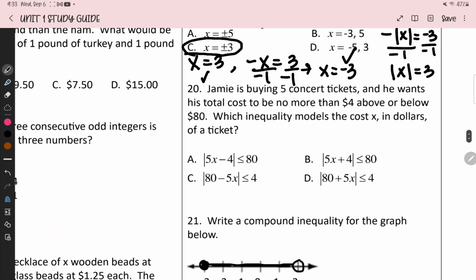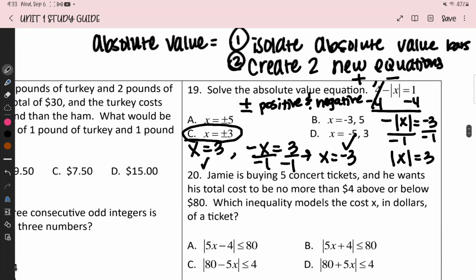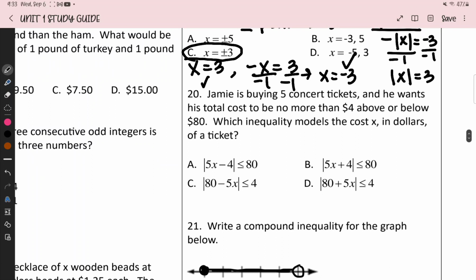Number 20, Jamie is buying 5 concert tickets. He wants his total cost to be no more than 4 above or below 80. Let's be honest, if I was writing this as 2 different equations, because that's what happens with absolute value equations, right? You have to write it with 2. If I wrote it 2 different ways, and I know I've got the cost and all this good stuff, right?